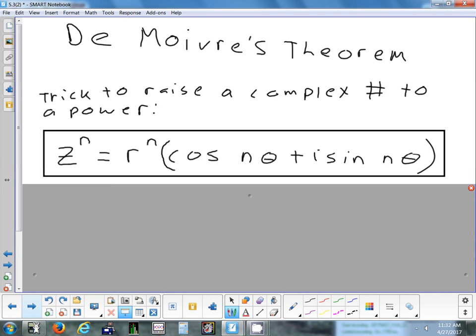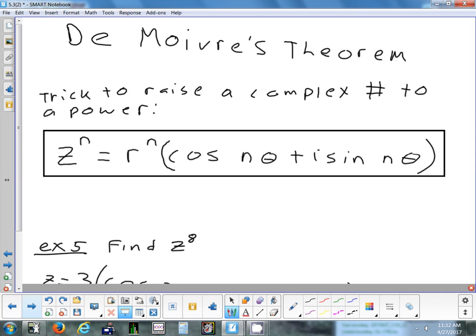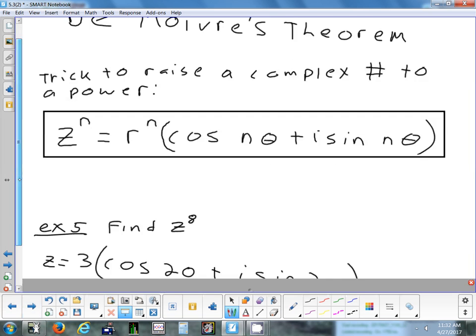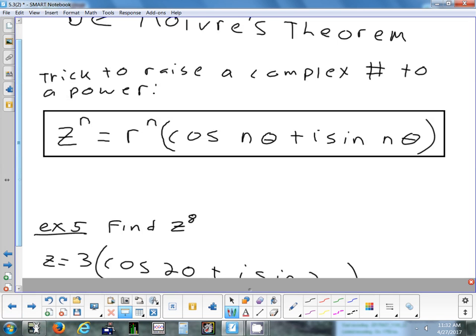So I think the trickiest thing with all the formulas today is to just not mix up which one is which. When do you add angles? When do you subtract angles? When do you multiply the angle? Okay, so raise the radius to your power, multiply the angle by your power.